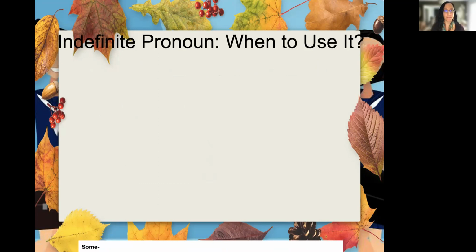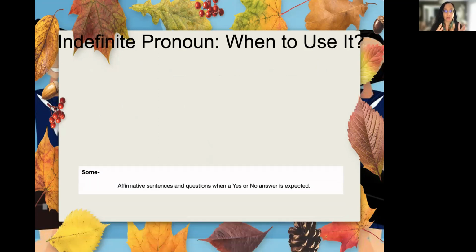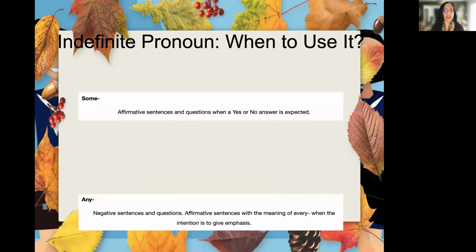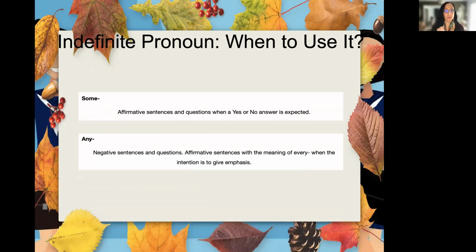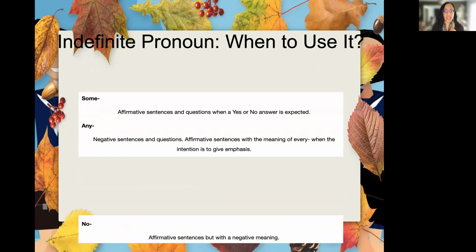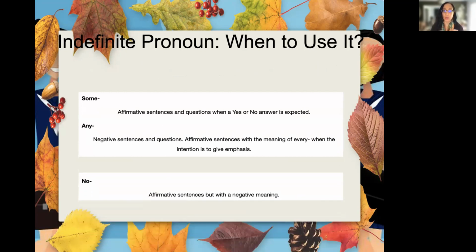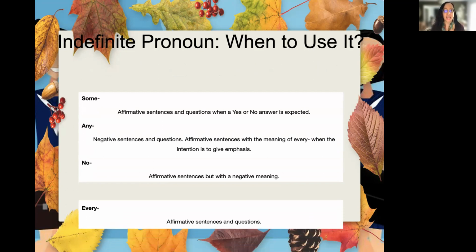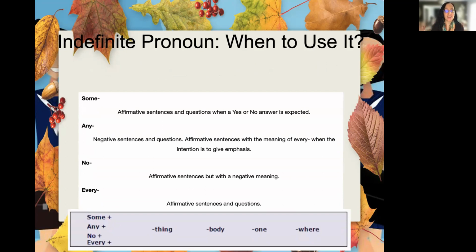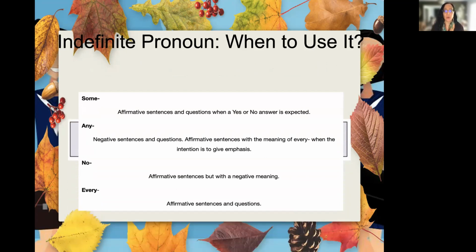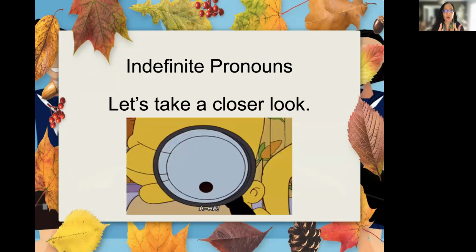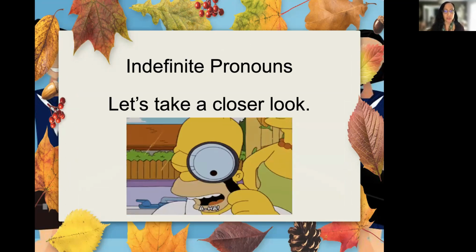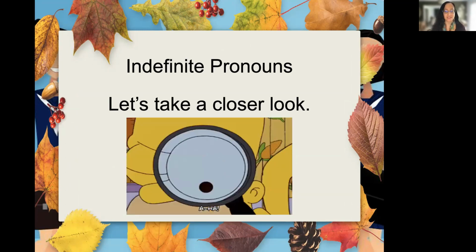So remember our examples. We are just going to review the some, any, and no. Okay, remember our last lesson? Some is with a yes or no expectation. Any is negative sentences and questions. No is an affirmative sentence with a negative meaning, and every as well. Okay, so every with the affirmative sentences and questions. So now let's take a peek and get a closer look at indefinite pronouns.